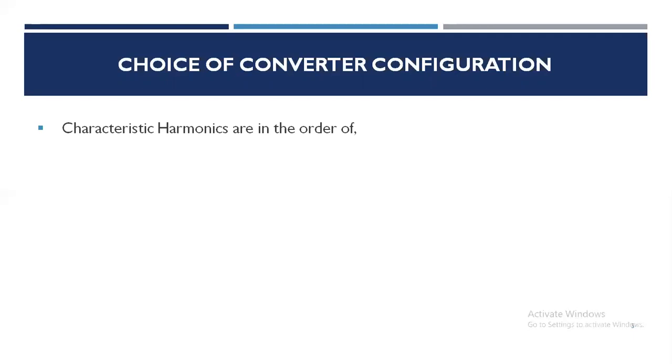To reduce the harmonic content in the AC current, DC current and DC voltage, it is desirable to use a higher pulse number. In general, it can be stated that the characteristic harmonics are of the order of HDC equal to N into P, where N is an integer and P is the pulse number, and AC harmonics can be defined as HAC equal to NP plus minus 1.